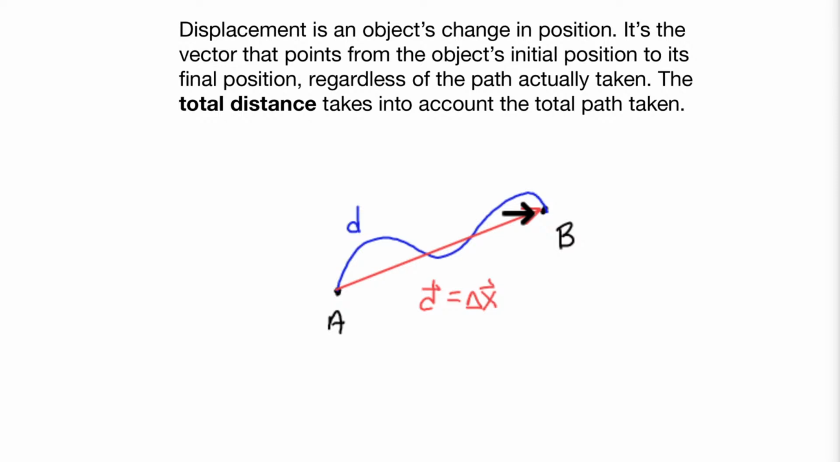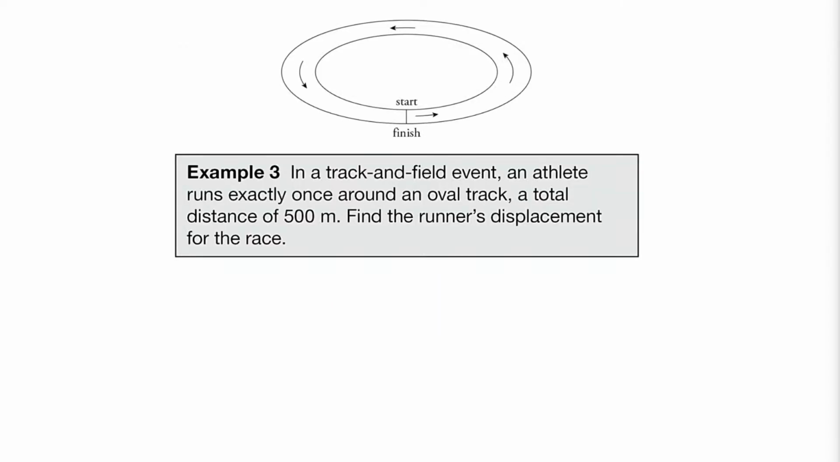So to help firmly establish that point, let's consider an example. Let's say we have a track and field event and an athlete runs exactly once around an ovular track with a total distance covered of 500 meters. Like we're showing above here, we've got our start position here. They're going to run around the track. And when they get back to where they started, that's their finish line. So based on this, we're asked to find the displacement for the race.